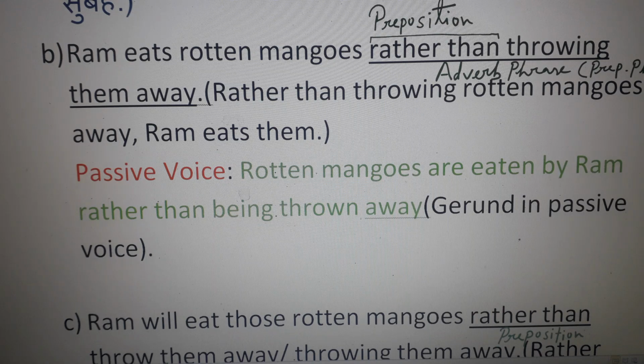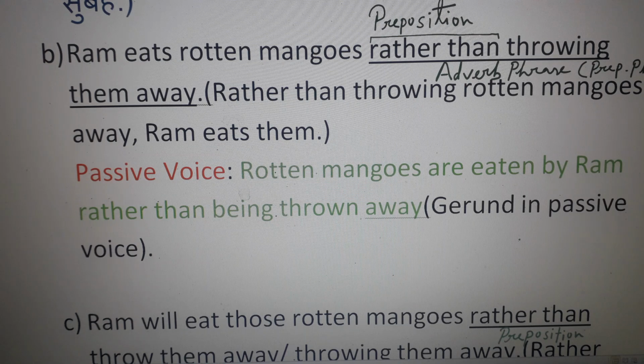This prepositional phrase can again be placed initially so that the sentence becomes rather than throwing rotten mangoes away, Ram eats them. राम खाता है सड़े हुए आम उनको फेंकने के बजाय, या फिर सड़े हुए आमों को फेंकने के बजाय राम खाता है उनको.